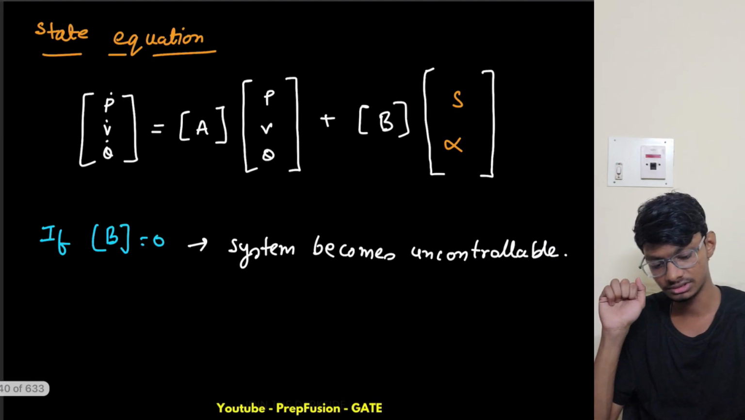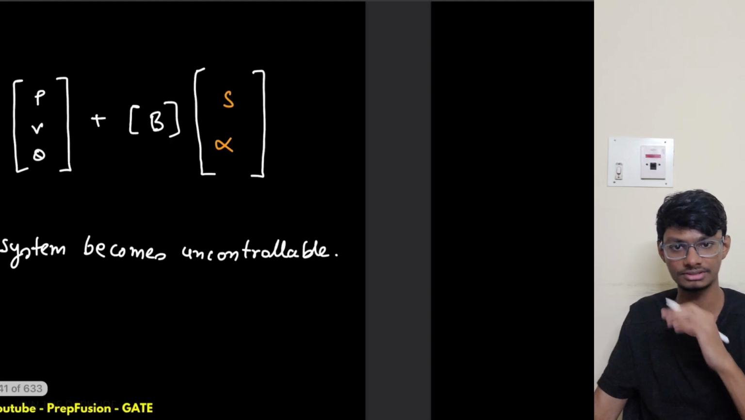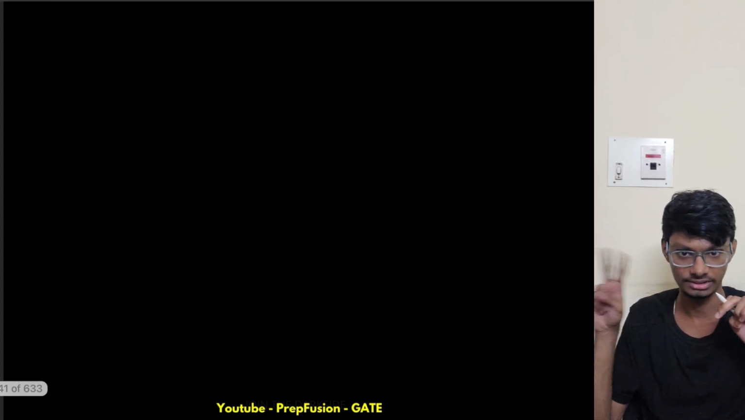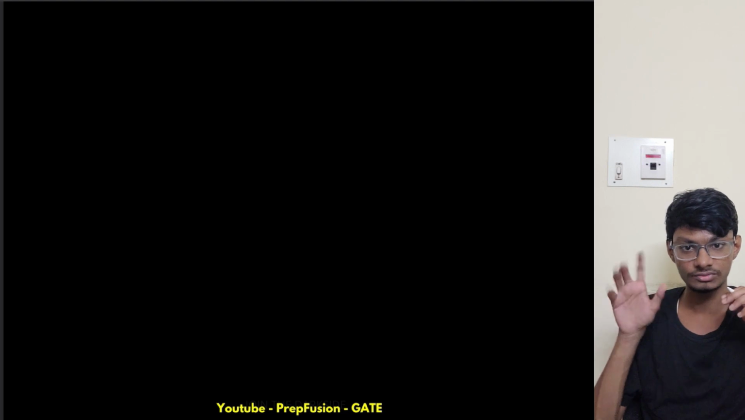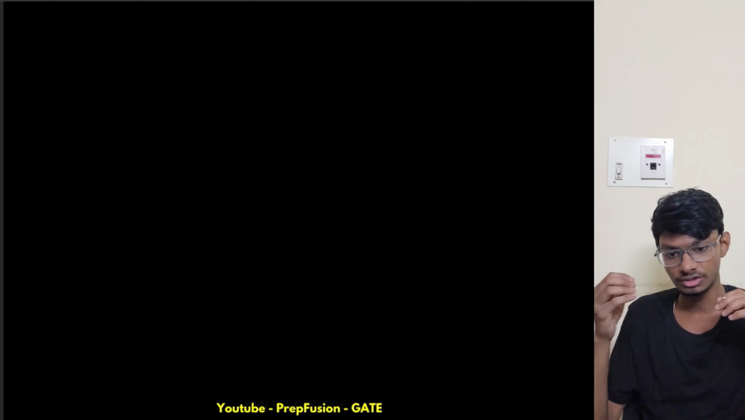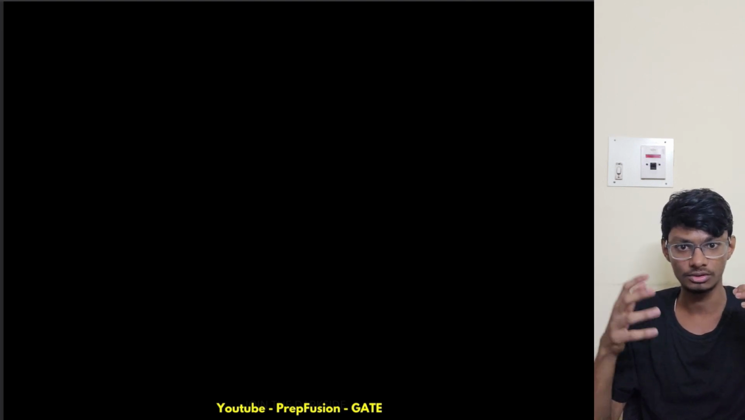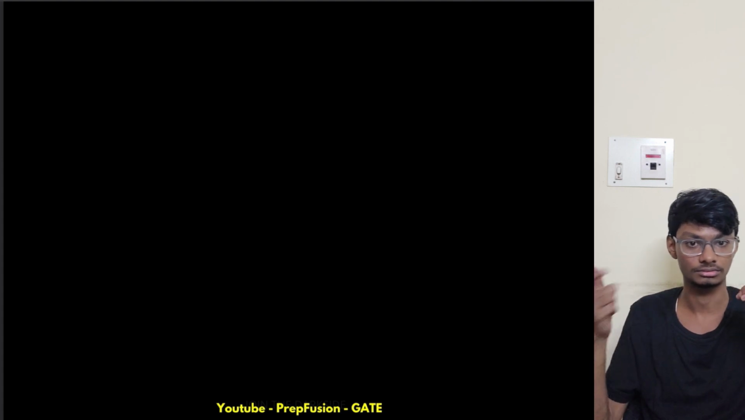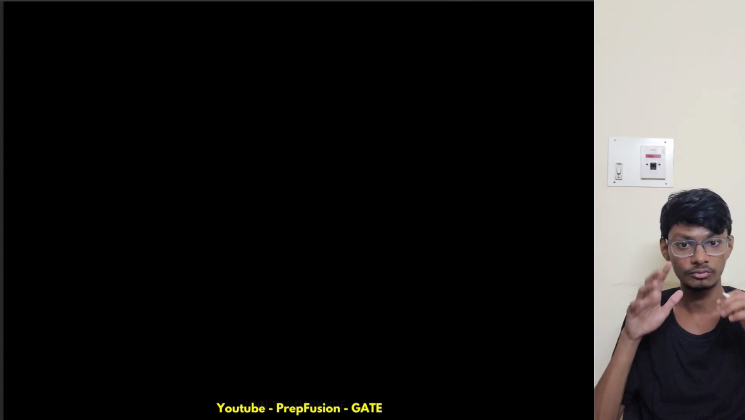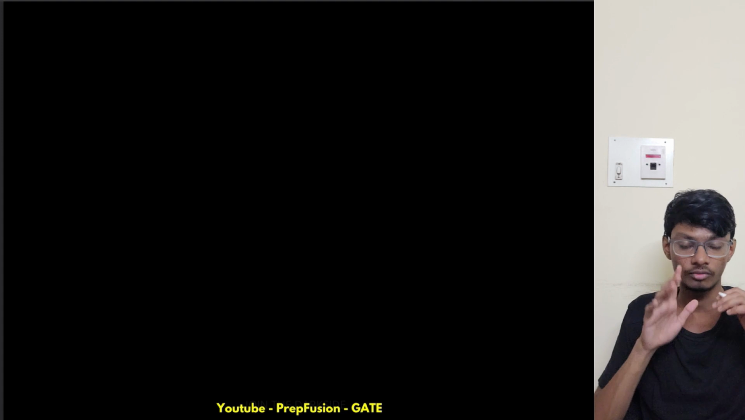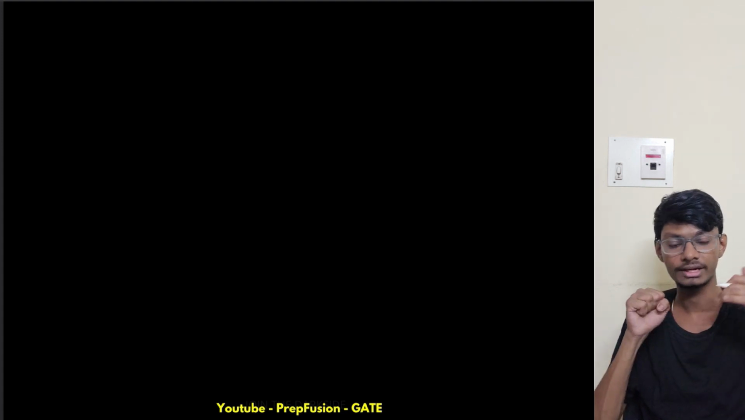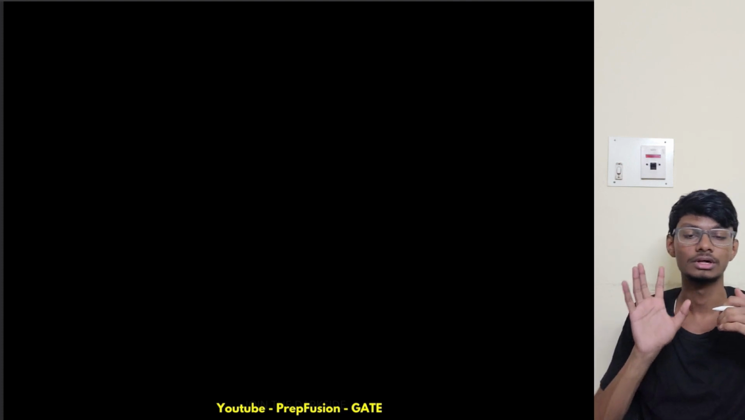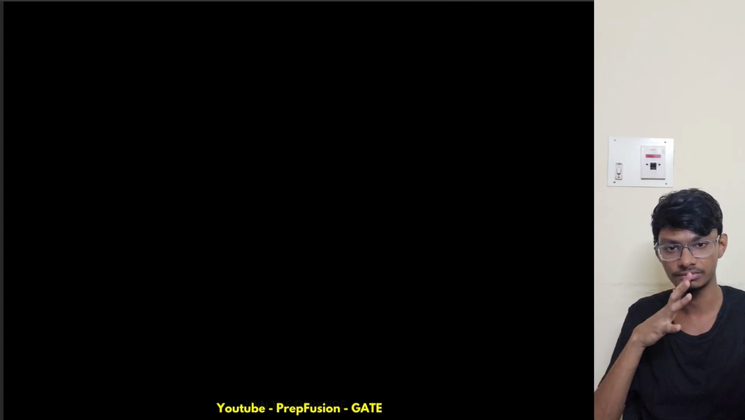Let's say this B matrix isn't completely 0. It is somewhat 0, like a few states are controllable and a few aren't. Now the states which aren't controllable, we can't measure them, as I told you in the previous lectures. So what I will do is observe them. Let's say I can't measure the position of the ship, so my eyes will observe the position of the ship.